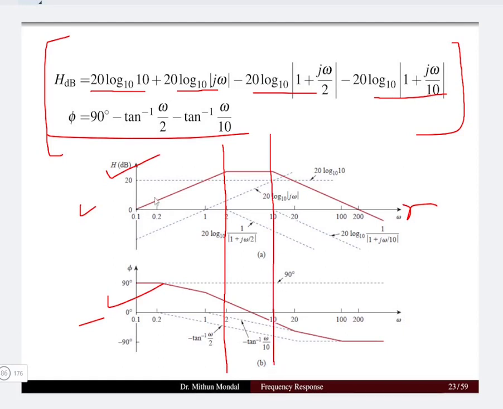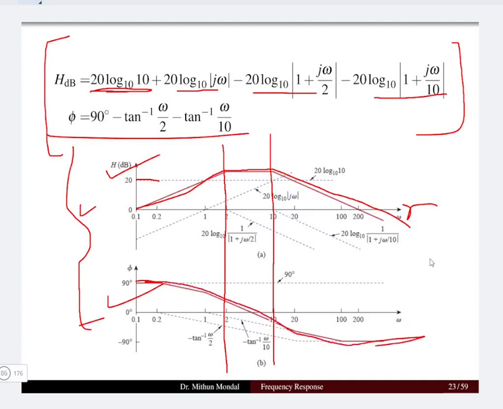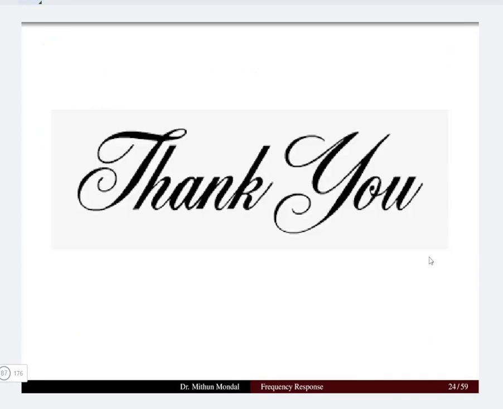The first quantity is 20 log 10, which is a constant. Then we have the factors contributing 20 decibel per decade, 40 decibel per decade, and so on, depending upon what factors are involved. We have discussed one by one how they are added graphically. So we have to add the factors and then obtain the plot. Here we will have 90 degrees, then it will fall, and then fall again, and then we will have minus 90. So we are going to obtain the magnitude plot and the phase plot.